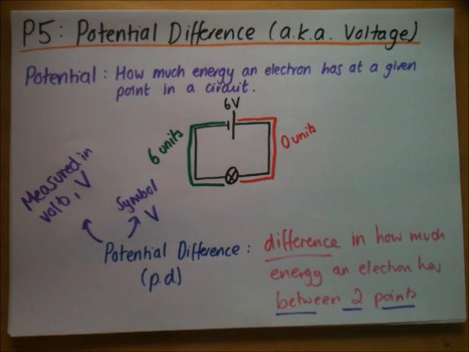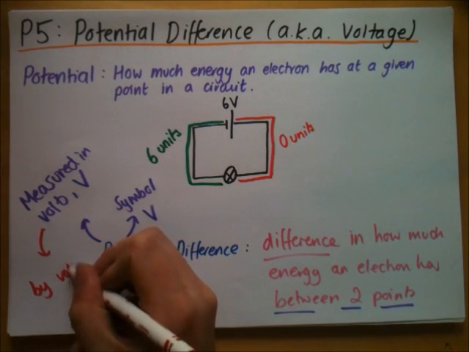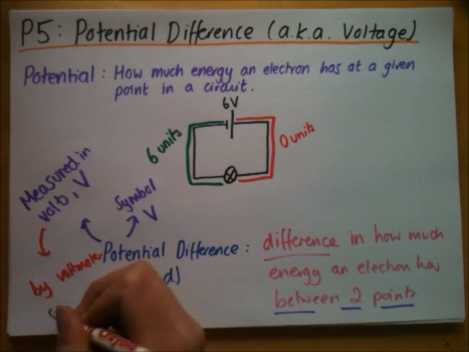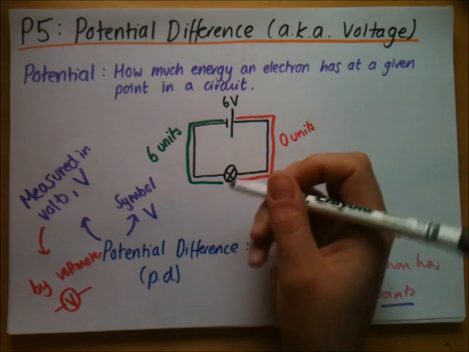And it's measured by something called a voltmeter. Okay, by a voltmeter. And we talked about voltmeters before. Okay, this is the symbol. So in this circuit here, the voltmeter would be added around the battery. We talked about the bulb.